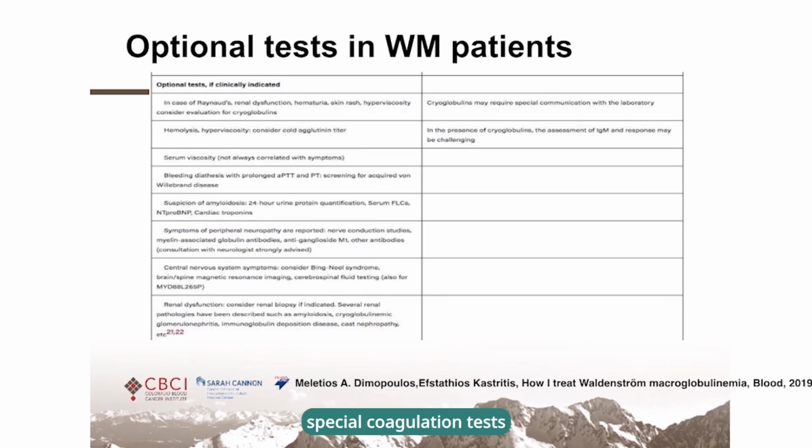Sometimes we have to do special coagulation tests if patients are having excessive bleeding or problems with nosebleeds, for example. And then if anybody has any unusual neurologic symptoms, we need to keep IgM neuropathy in the differential, that is in our minds, and usually involve an experienced neurologist. And very rarely there's a complication of WM called Bing-Neel syndrome, which is when the WM cells actually get into the central nervous system and cause very debilitating, sometimes, neurologic symptoms.